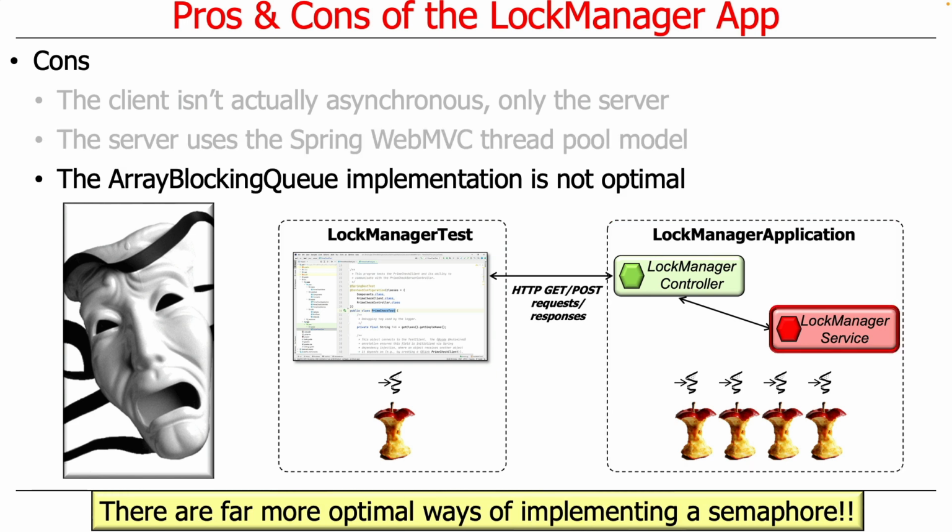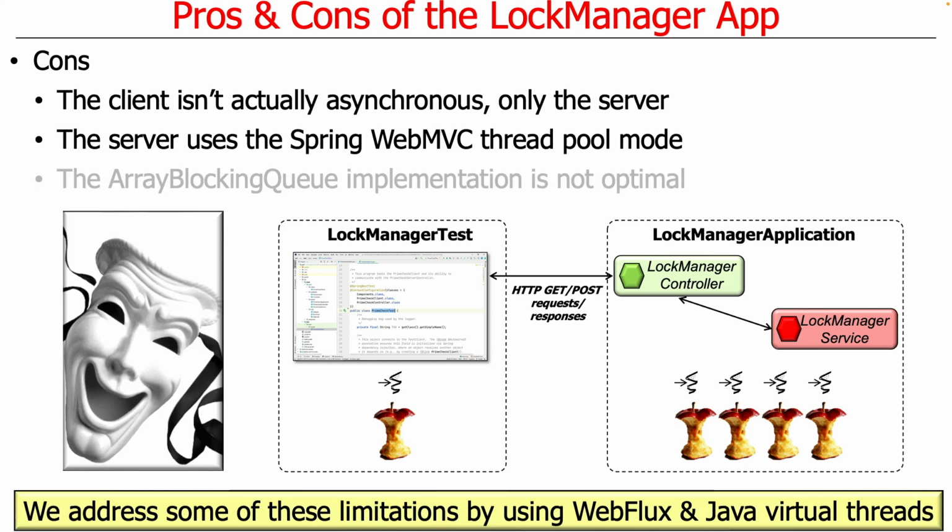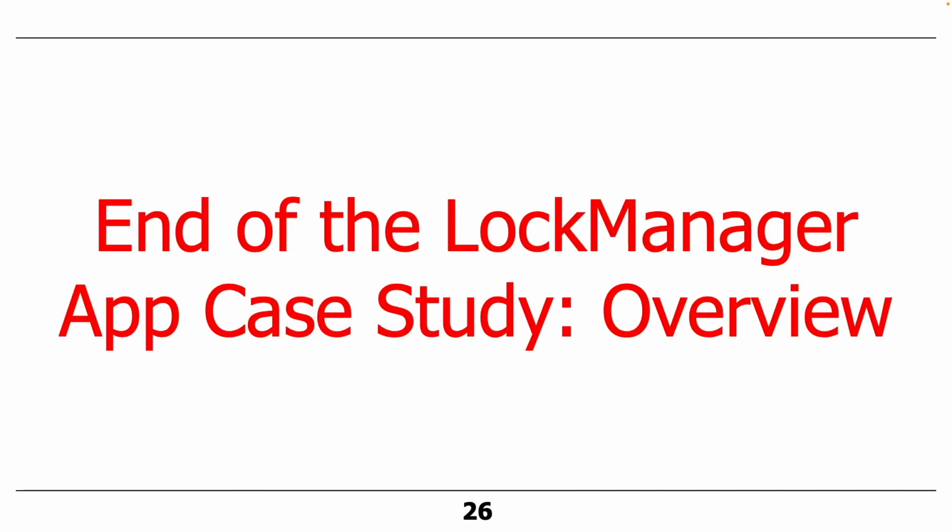And then finally, the array blocking queue implementation, however clever it may be, is not the most optimal way of doing things. There are much more efficient ways of implementing semaphores, but that's really outside the scope of what we care about in this discussion, so we're not going to dwell on that for now. We're going to address a couple of these limitations by using WebFlux and Java virtual threads. So after we're done with this set of discussions of Spring WebMVC, we're going to revisit the example, redo the whole thing with WebFlux, and then you'll have a nice Rosetta Stone to compare and contrast the two approaches, providing essentially the same functionality with very different concurrency and synchrony models. Okay, so that's the end of the overview of what this case study is all about.